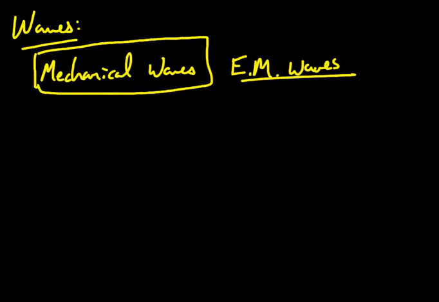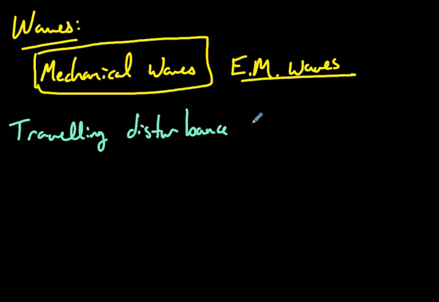Okay? So a mechanical wave is a traveling disturbance in a medium. A mechanical wave requires a medium within which to travel. Electromagnetic waves can travel through nothing. They can travel through a vacuum. But we're talking about the type of waves that you might find in a slinky or a string or even in water.